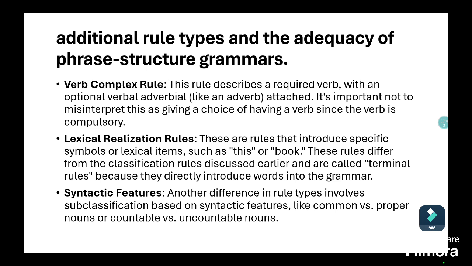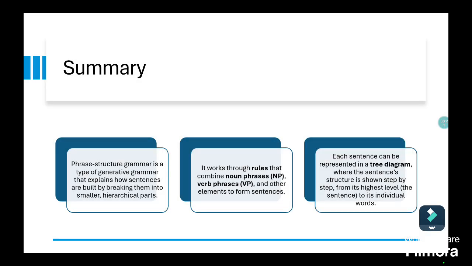Next is the lexical realization. These are rules that introduce specific symbols or lexical items such as "this" or "book". These rules differ from the classification rules discussed earlier and are called terminal rules because they directly introduce words in the grammar. Lastly, the syntactic features. Another difference in rule type involves subclassification based on the syntactic rules, like common versus proper noun or countable versus uncountable nouns. So here's the summary of phrase structure grammar.